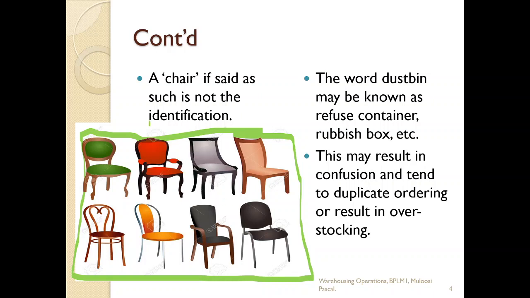So why not develop a code for each? For example, the first chair is CH1, that type. The second type, you may call it CH2, that type, whereby CH refers to the master code for all chairs, beginning with CH. What about a rubbish container? What would you refer to it as? Dustbin, rubbish box, refuse container?